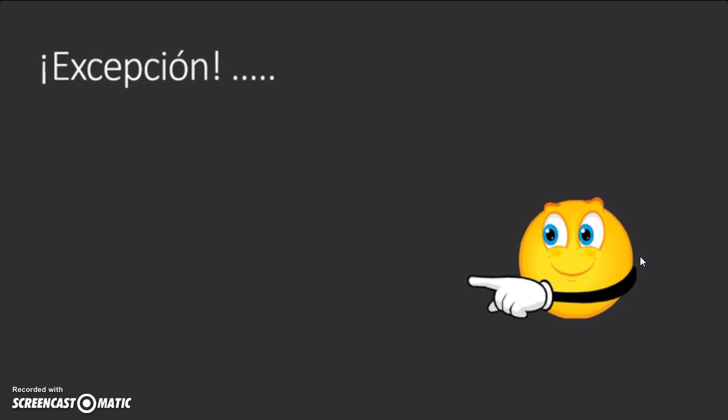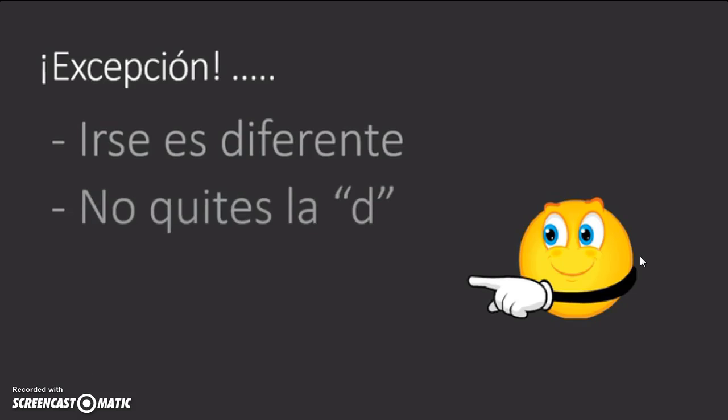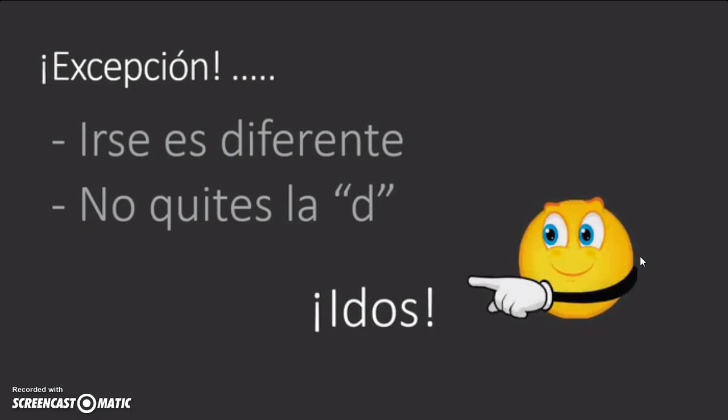Now, what good is any rule without an exception? So there is an exception, and that is the verb irse. It does not chop off its D. It says, no quites la D. So they said, don't chop off the D. So you wouldn't end up with ios. Even the Spaniards think that sounds weird. So actually, if you want to tell somebody to leave, to get out, to go away, you would just say idos. So that's your exception.